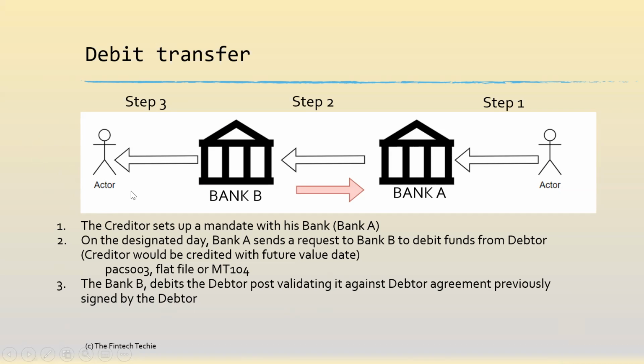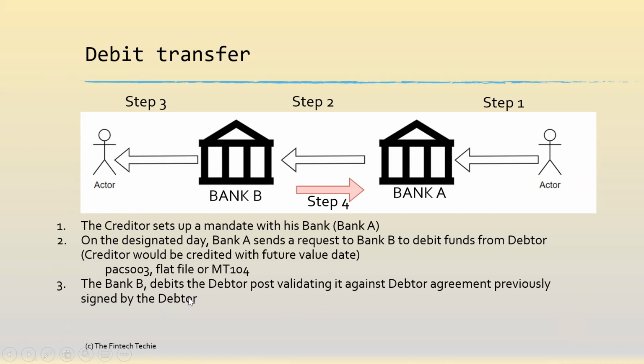Now, what does the mandate contain? We are going to have a look at it. But there should be an agreement by the debtor with his bank saying that on so-and-so date, this beneficiary is going to debit my account. So this is a pre-authorization approval which the debtor will give to his bank. So that's very important, because if it is not there, then the debit would fail.